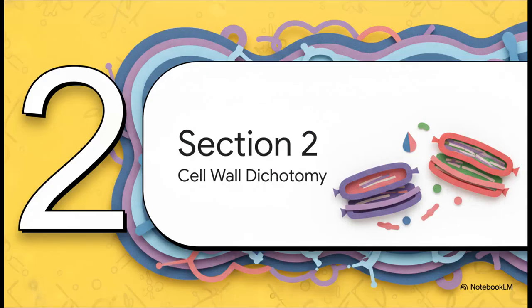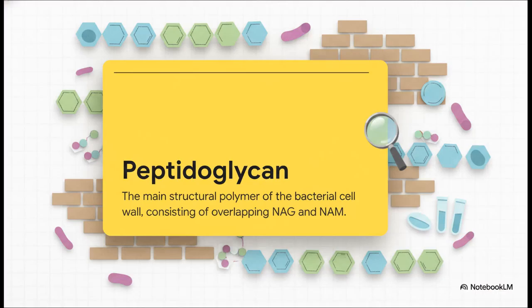Section 2. The cell wall dichotomy. Moving just inward from the capsule, we have to define the fundamental brick and mortar of the wall itself. I'm talking about peptidoglycan, also known as murein. This is the main structural polymer of the bacterial cell wall. It's built from these interlocking chains of two alternating sugars, N-acetylglucosamine, or NAG, and N-acetylmuramic acid, or NAM.